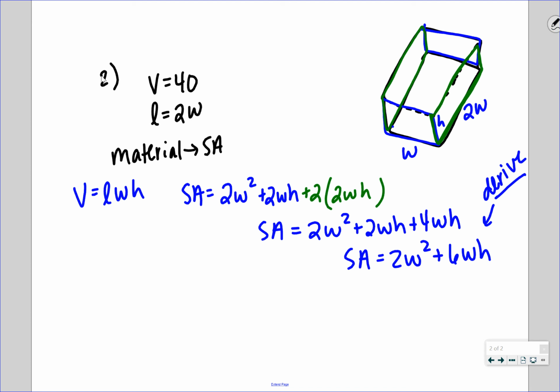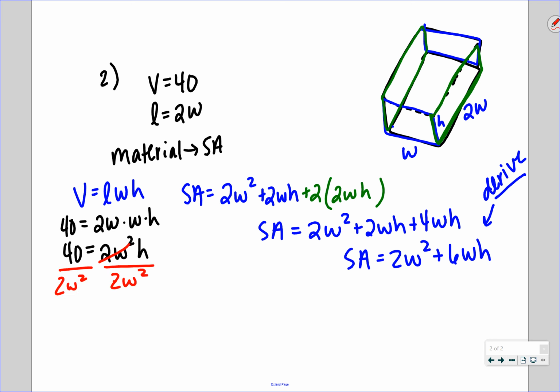So what I know over here with volume, I know my volume is 40. I know my length is 2W, my width is W, my height is H. So 40 equals 2W squared H. Okay, I can solve for a letter. I'm going to solve for H. Divide by 2W squared. So 20 over W squared is my height.